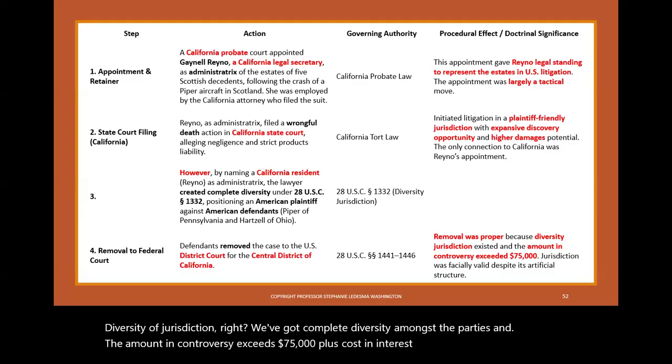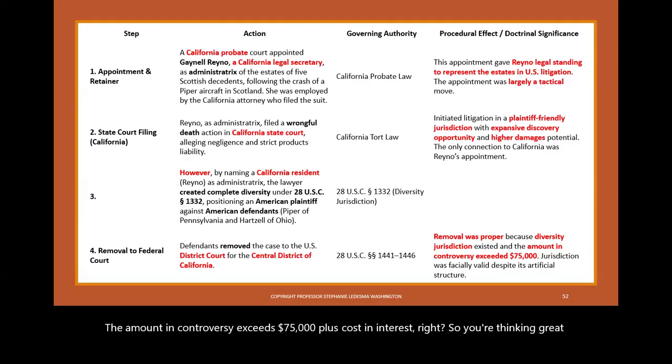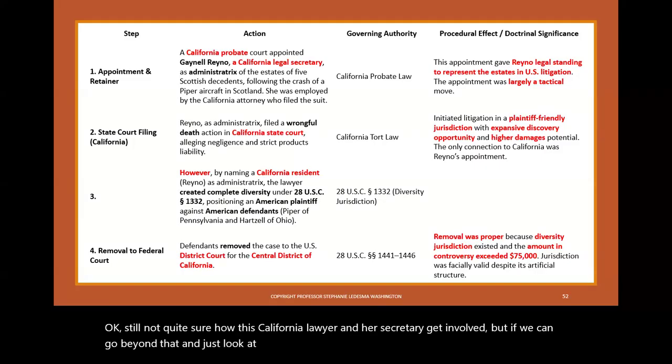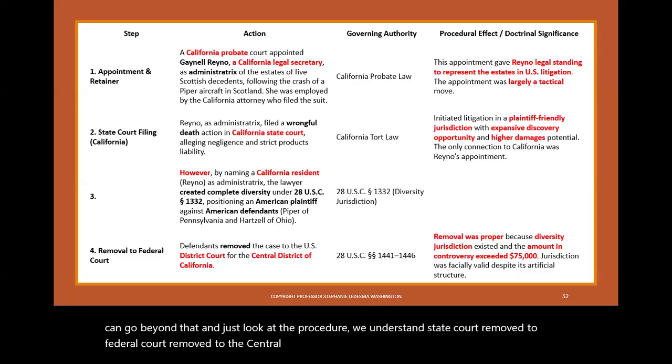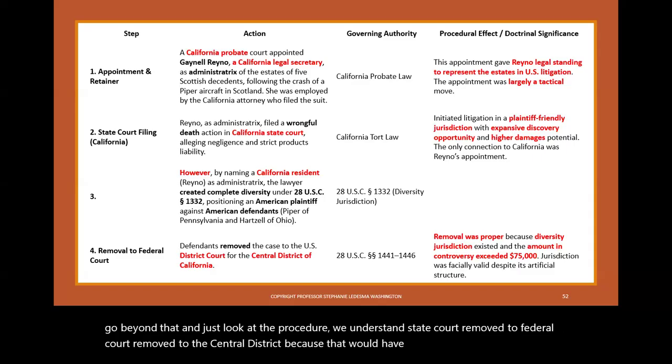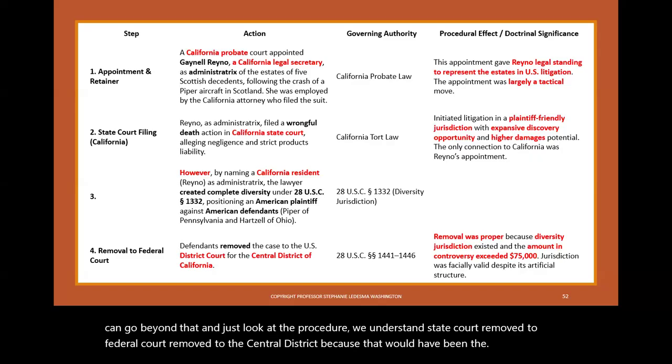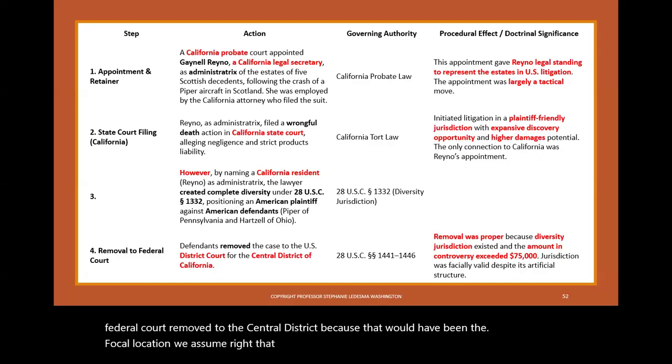So you're thinking, great, okay, still not quite sure how this California lawyer and her secretary get involved. But if we can go beyond that and just look at the procedure, we understand. State court removed to federal court, removed to the Central District, because that would have been the geographical location, we assume, right? That is the closest to where the state court sat. Are we done? Not even close.